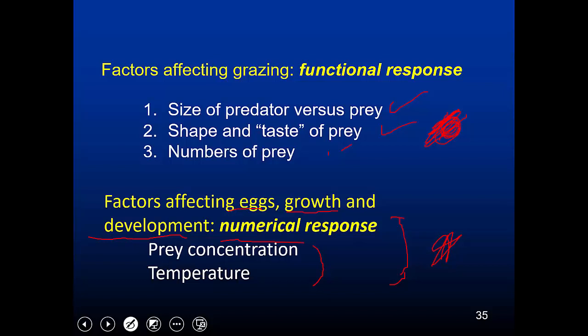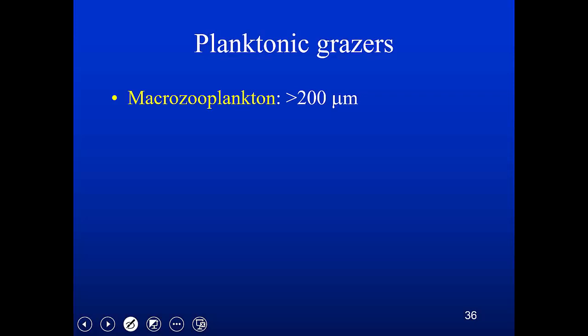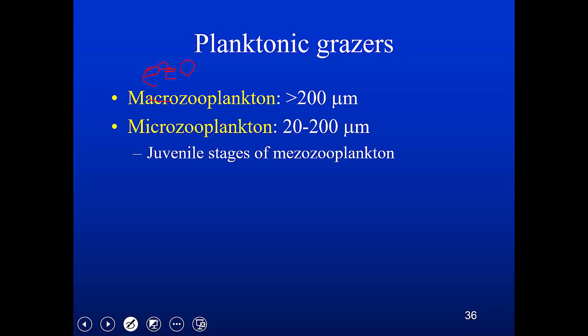Okay, so now let's step back and look at the different size grazers that we see in the ocean. The macrozooplankton, again, I like to use the word meso. They're the biggest. Micro is next. And because this is a size category, not necessarily a taxonomic one, we can see that things move from one category to another, or can.